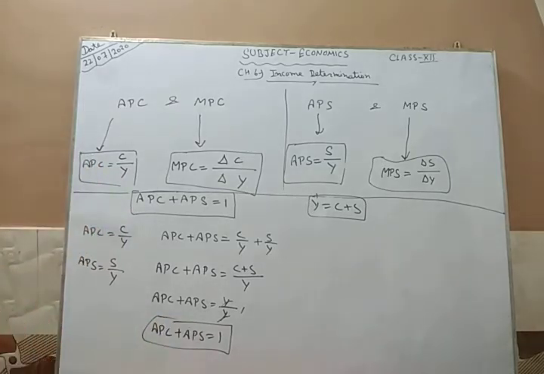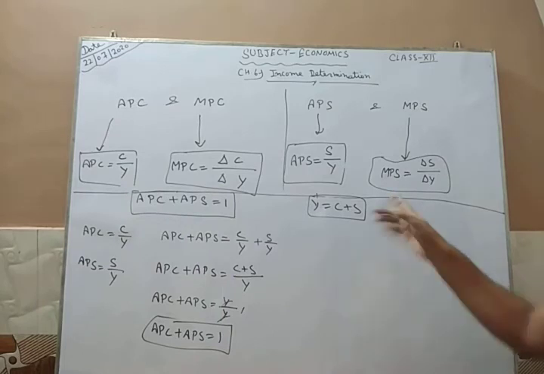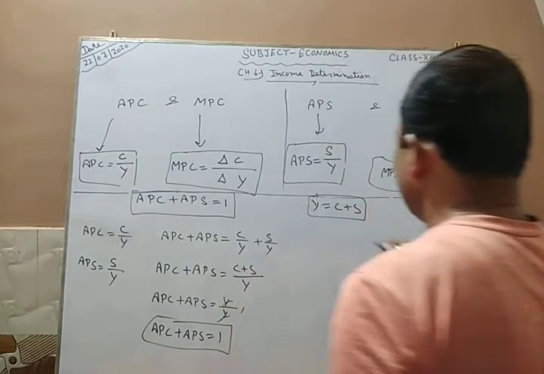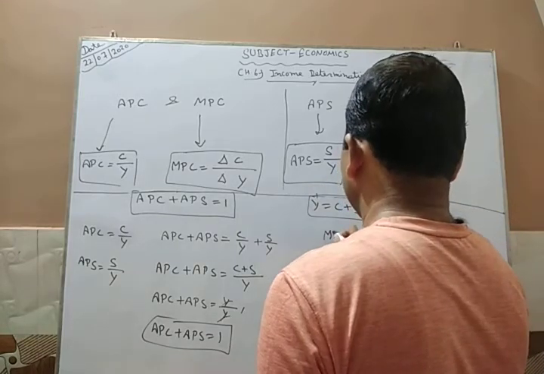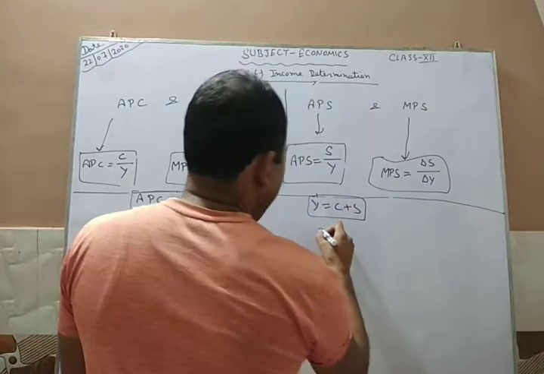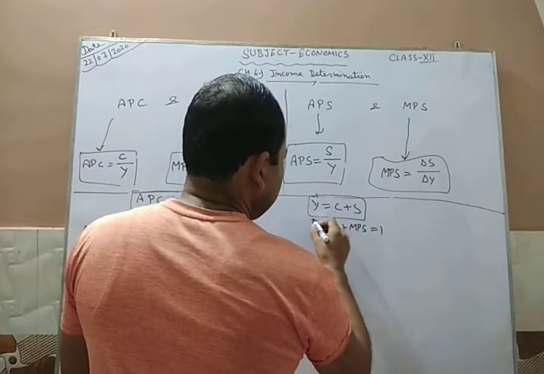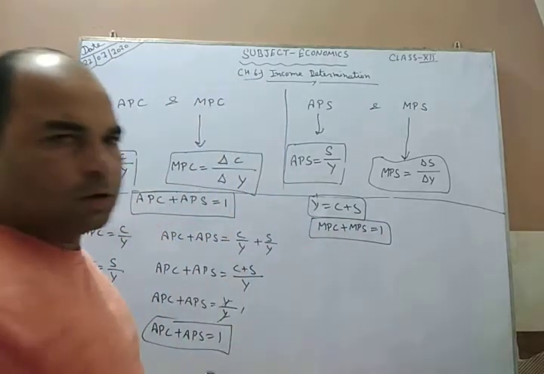This is the relationship between average propensity to consume and average propensity to save. In the same way we can explain the relationship between marginal propensity to consume and marginal propensity to save. How can this be done? You can see MPC. Sorry, I want to explain here, for a space problem, MPC plus MPS is equal to 1. This is the equation. I hope it is clear, students?